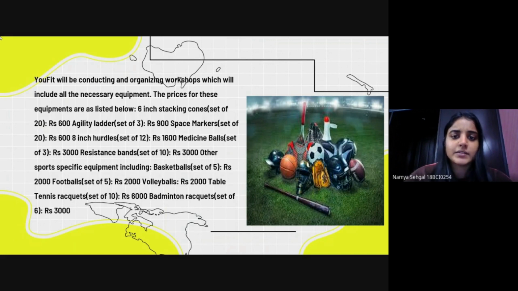equipment. The prices of this equipment are shown on your screen. Some of them are 6-inch stacking cones, a set of 24 for 600 rupees, space markers, medicine balls, as well as sports-specific equipment that includes basketballs, footballs, volleyballs, table tennis rackets, as well as badminton rackets.